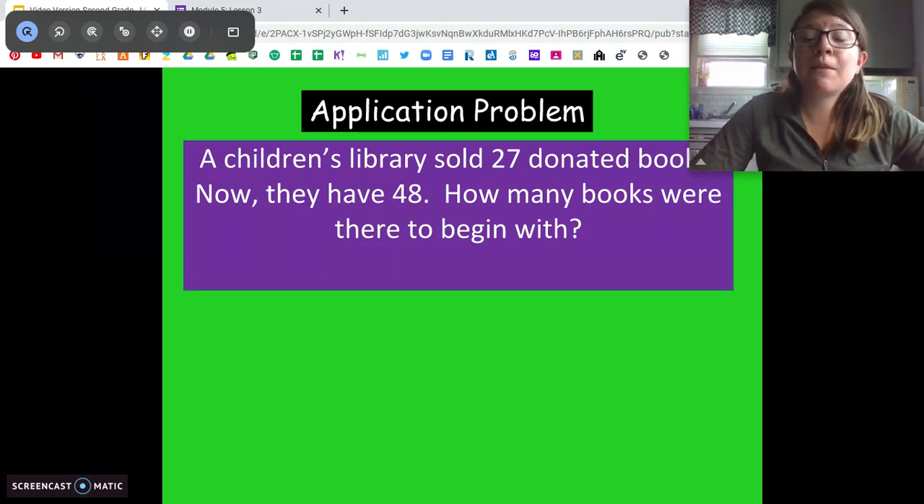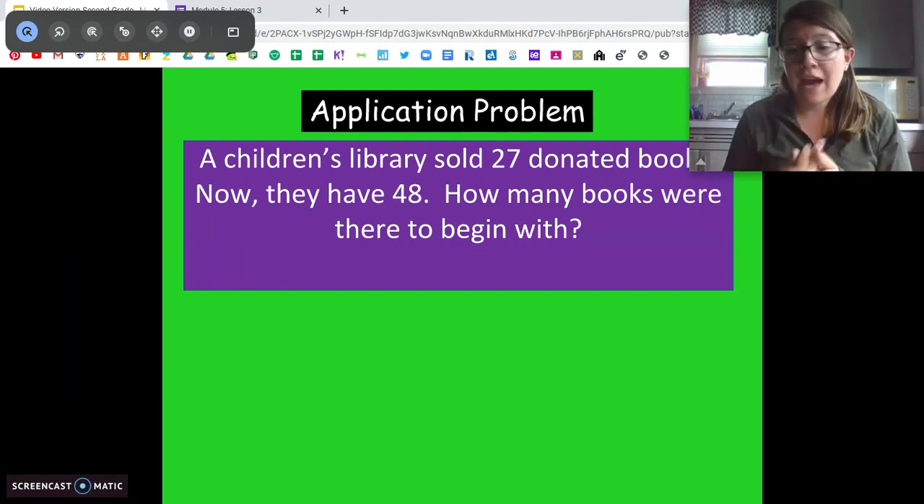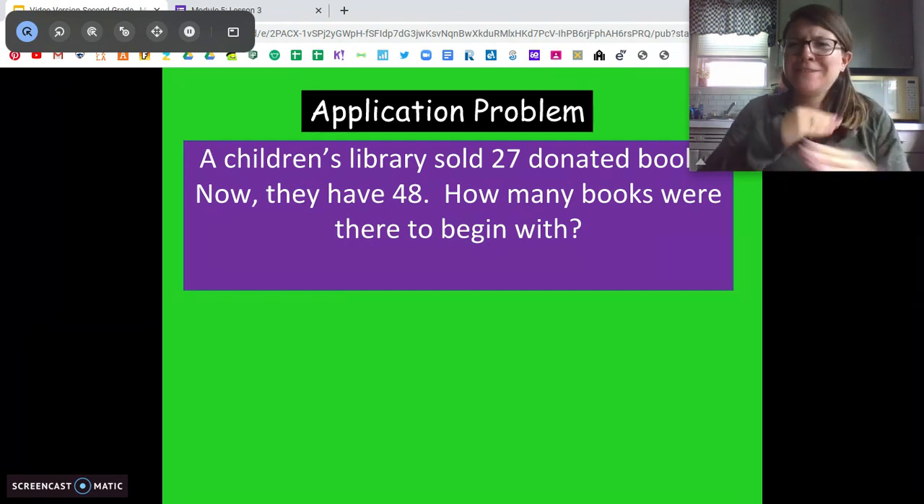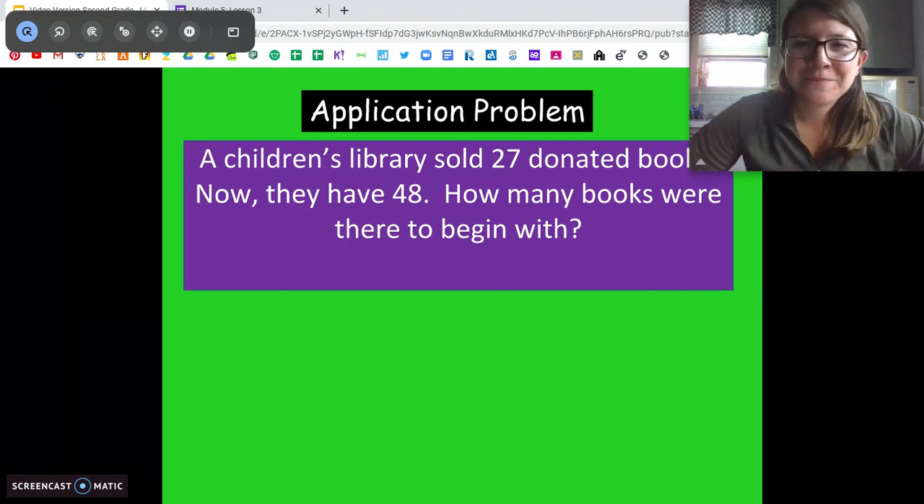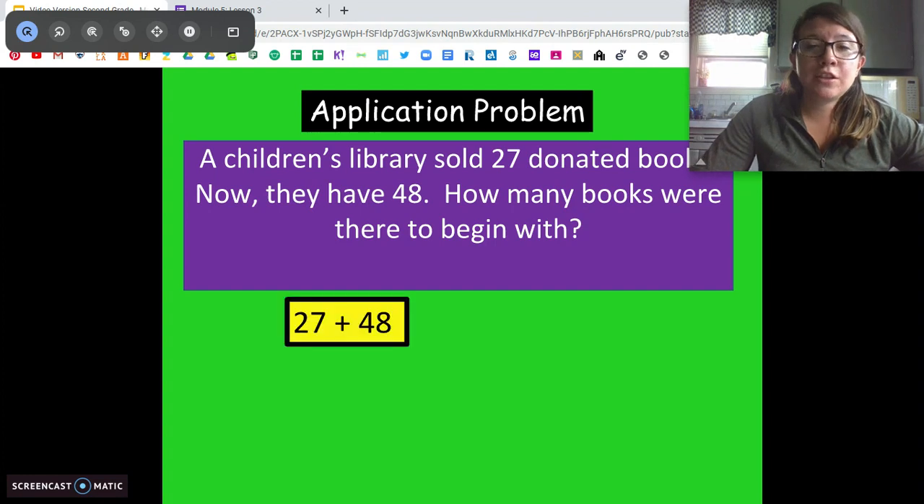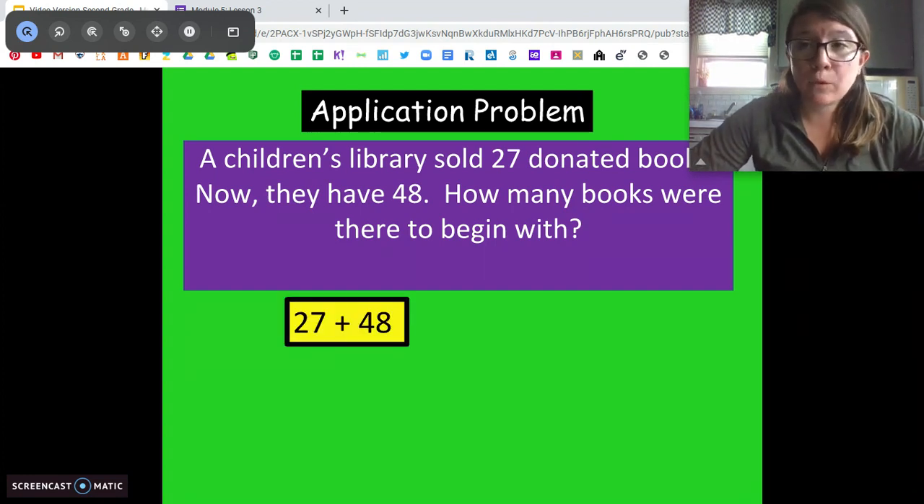Good. So the problem is asking how many books were there to begin with. How many books were there all together at the beginning? So are we going to add these 2 numbers or subtract them? Yeah, we're going to add them. So your number sentence should say 27 plus 48.